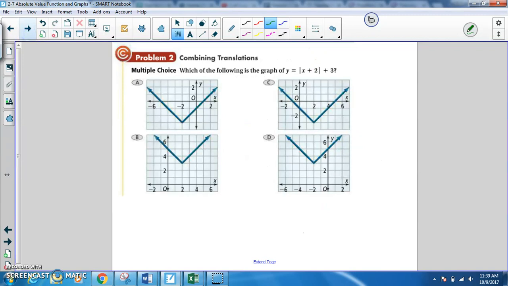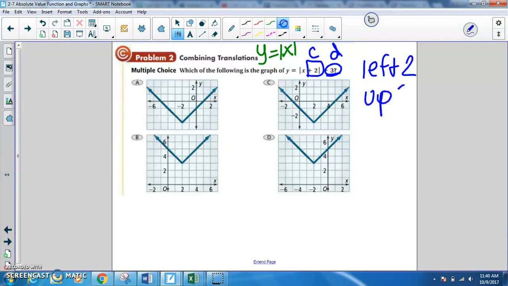Problem 2, combining translations. Which of the following is the graph of y is equal to the absolute value of x plus 2, plus 3? We still need to be thinking about a, b, c, and d here. So think about our parent function, y is equal to the absolute value of x. So it's not just y is equal to f of x, now it's the absolute value of x, because we have an actual function. And what is different? The plus 2 on the inside and the plus 3 on the outside. The plus 2 on the inside was c, and if c was positive, we move to the left 2. The plus 3 is d. If d is positive, we move up 3.